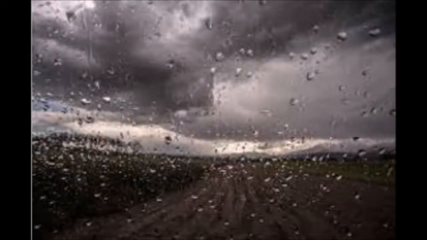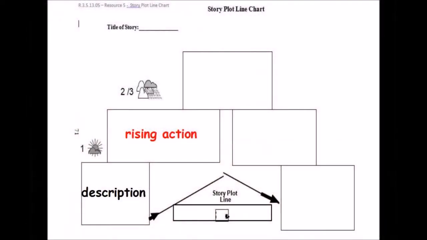Next, the clouds begin to gather. The wind picks up and the sky starts to darken. In a plot line, this would be called the rising action. The rising action is the part of the plot where the action begins to build and the plot starts to intensify. There may be an evident problem that starts to occur and the characters realize it.